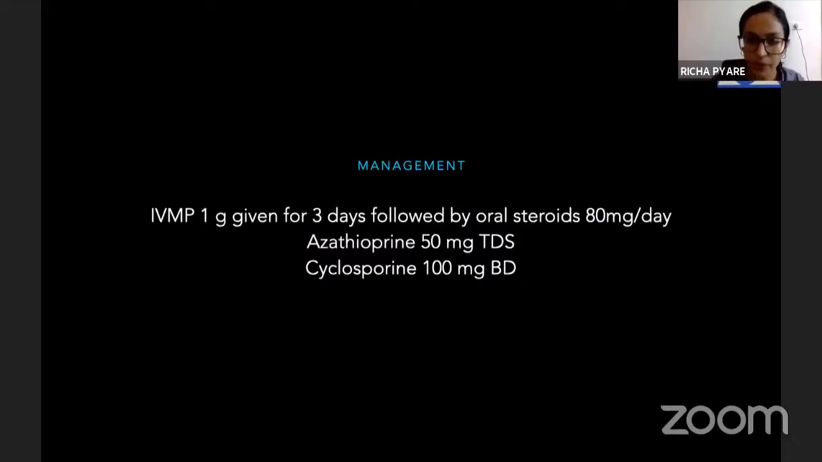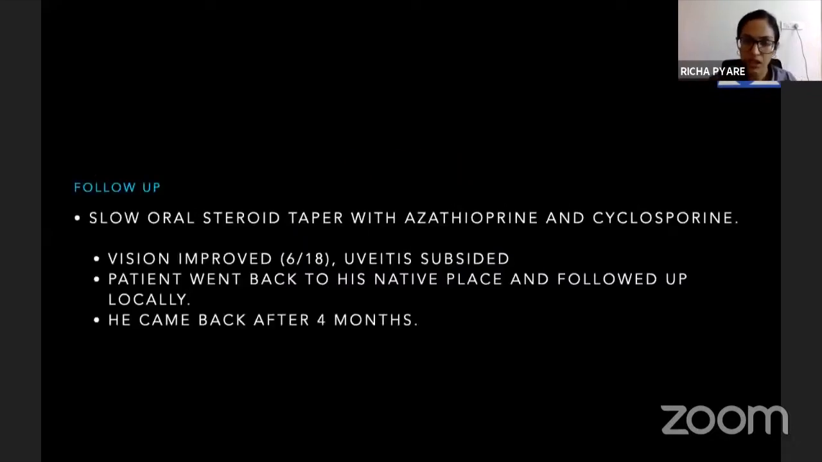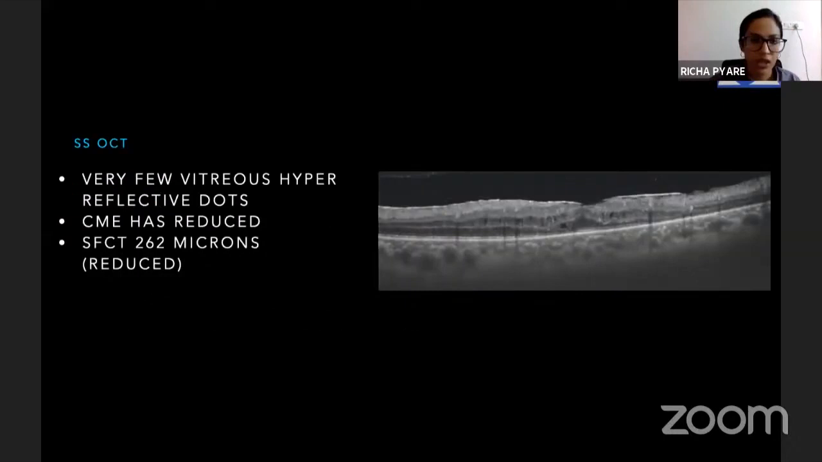He was asked to follow up monthly. On follow-up, a slow oral steroid taper was done along with azathioprine and cyclosporin. Vision improved up to 6/18. Uveitis subsided. The patient went back to his native place and was followed up locally. He came back to us after 4 months. After 4 months, the SS-OCT showed decrease in the hyperreflective dots in the vitreous. The CME had reduced. His subfoveal choroidal thickness had reduced.